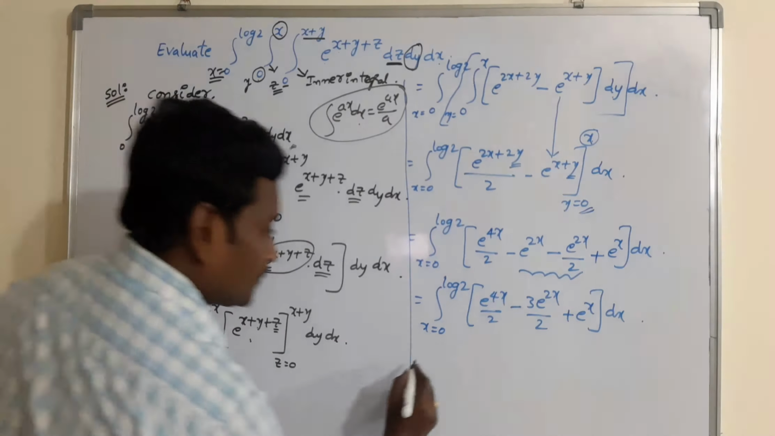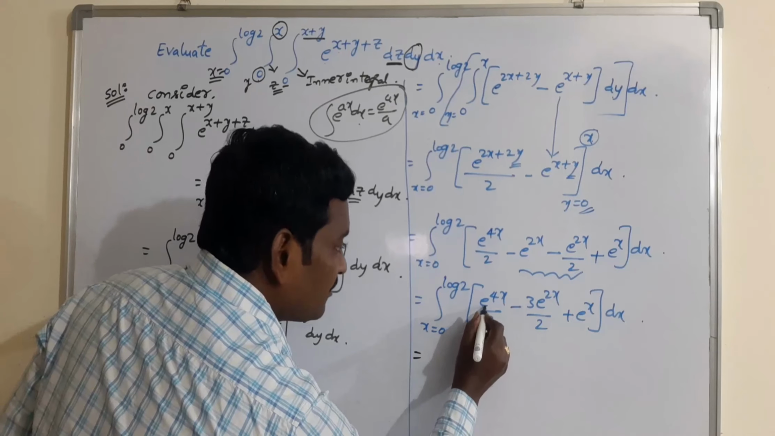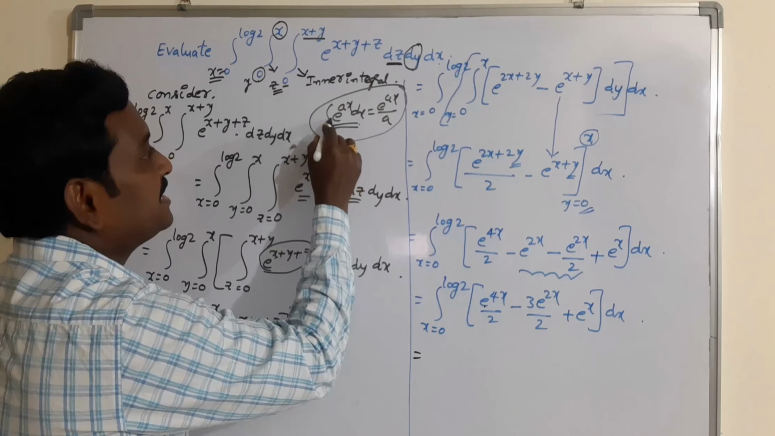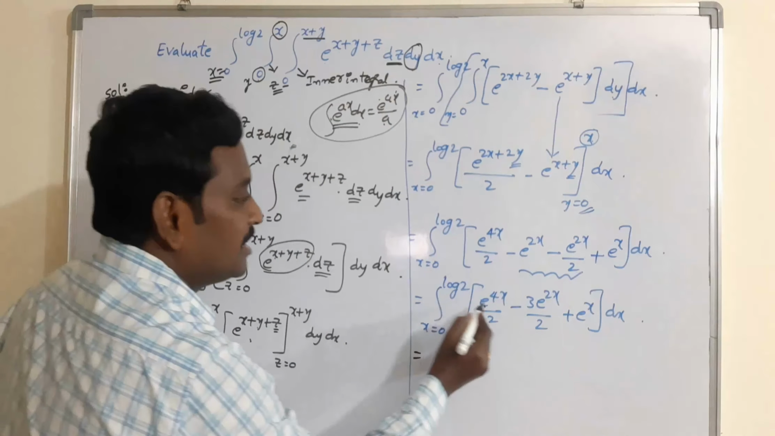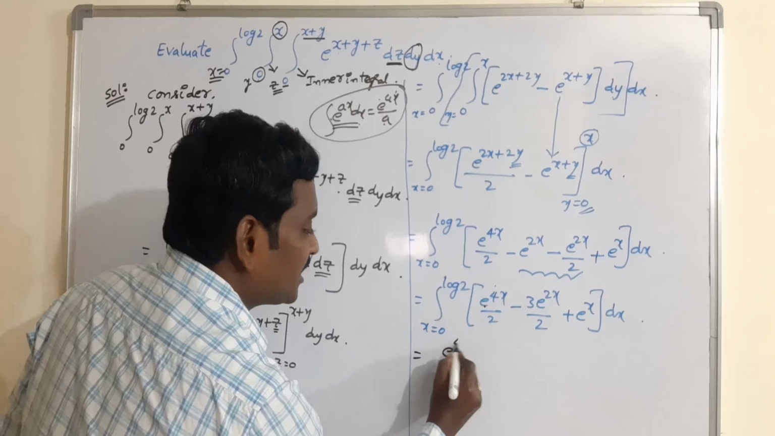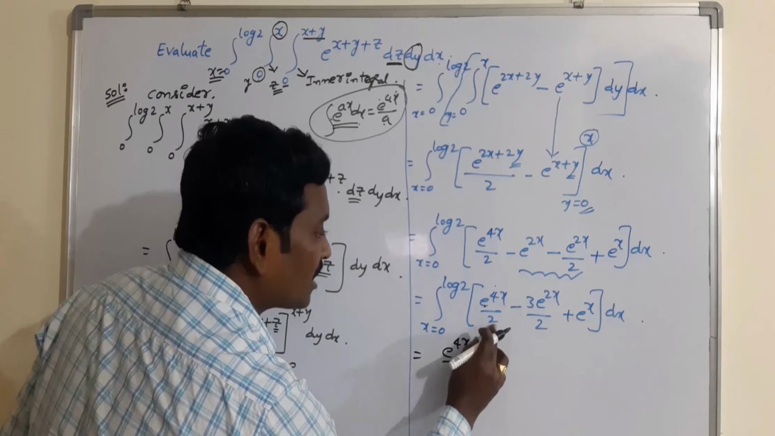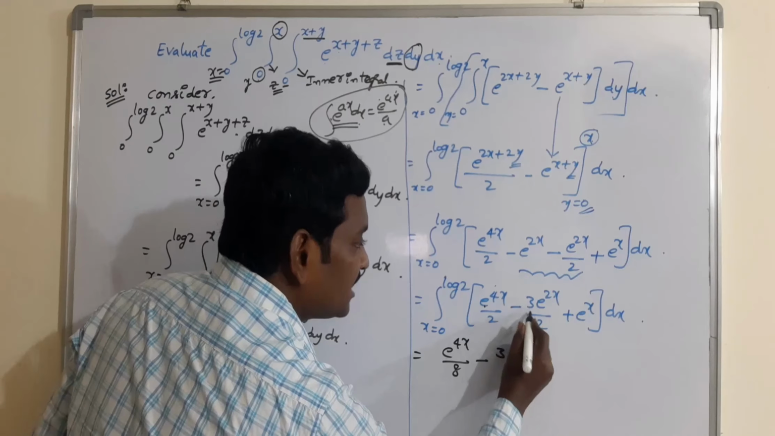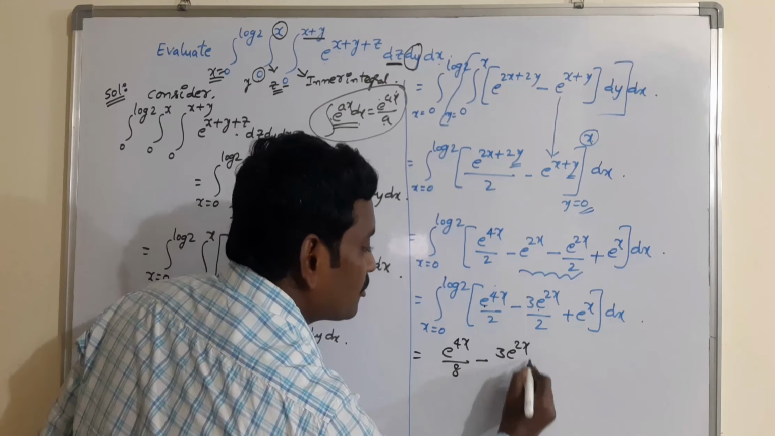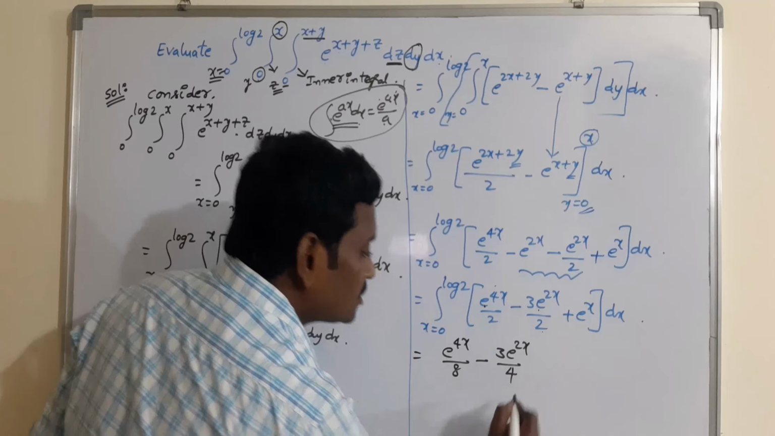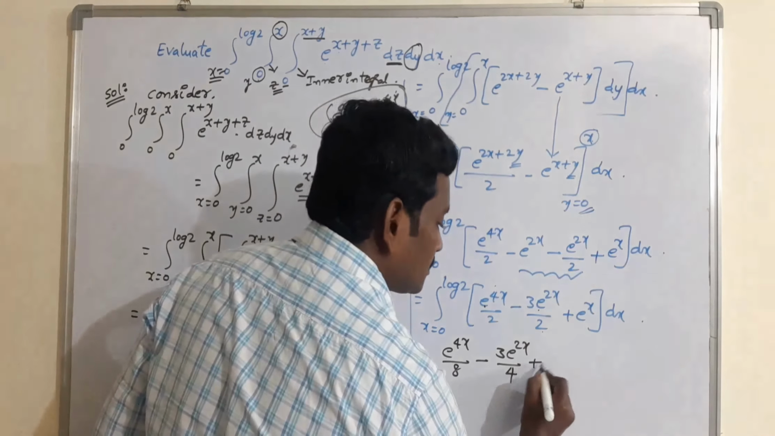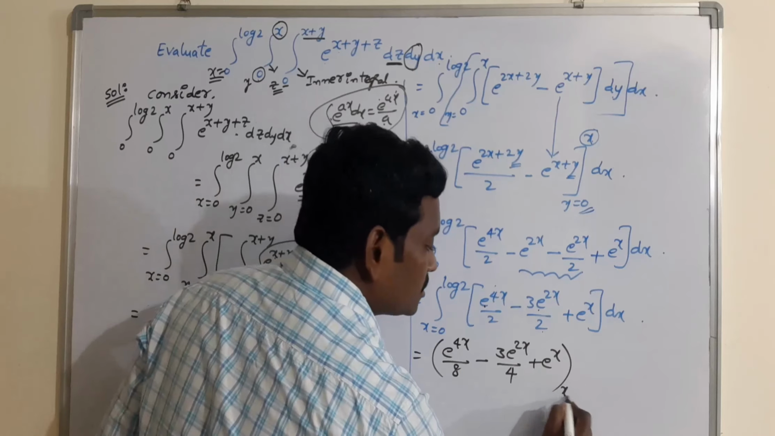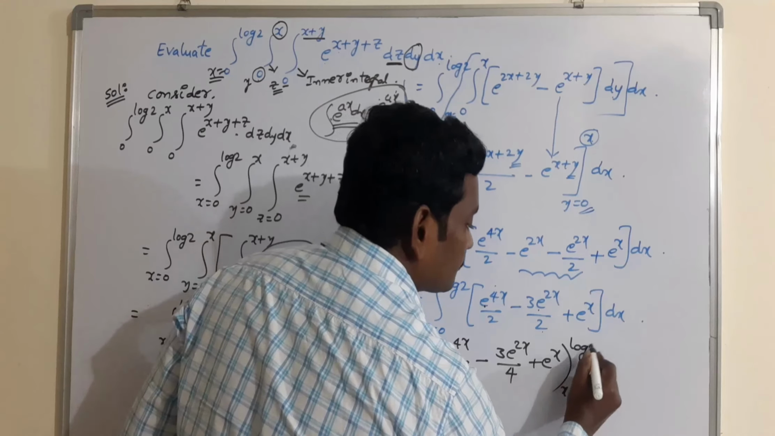See, integration of e power 4x is e power 4x by 4, because integration of e power ax is e power ax by a. Here a is nothing but 4. So you will get e power 4x by 4. Already 2 is there, that's why you will get 8. Minus, here also you will get 3 into integration of e power 2x, which is e power 2x by 2. Already 2 is there, so you will get 4. Plus integration of e power x is itself. The integration is completed, so it is enough to apply the limits.